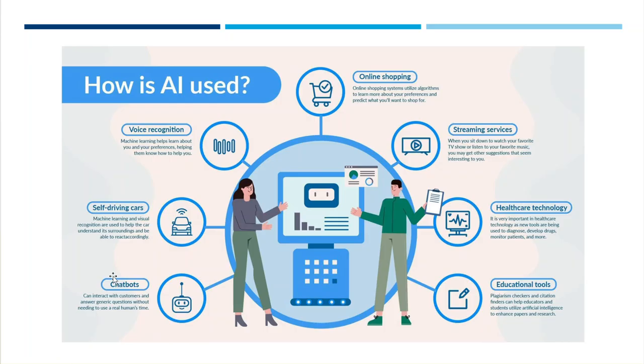Chatbots, those have probably been around the longest from what I've seen. And self-driving cars. I don't know if you guys have seen these self-driving cars yet. When I was in San Francisco last year, I saw them and it just completely tripped me out. It was in downtown San Francisco. So these use machine learning and visual recognition to help the car understand its surroundings and be able to react accordingly. Still makes me nervous. I'd never get into one, but it was really interesting to watch and see one drive.